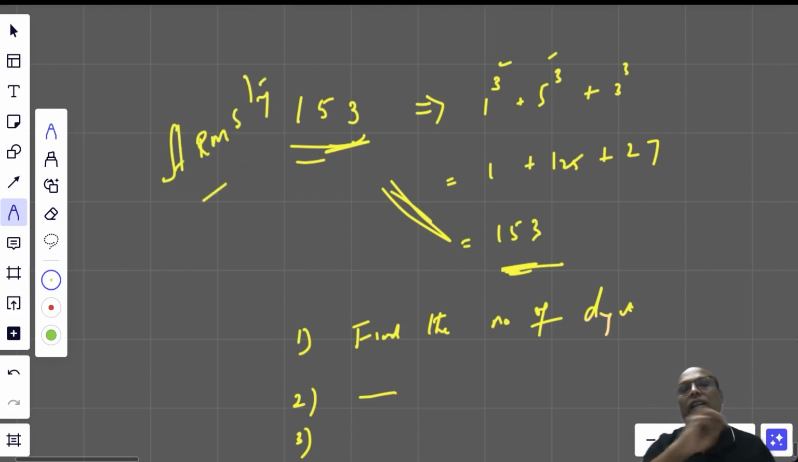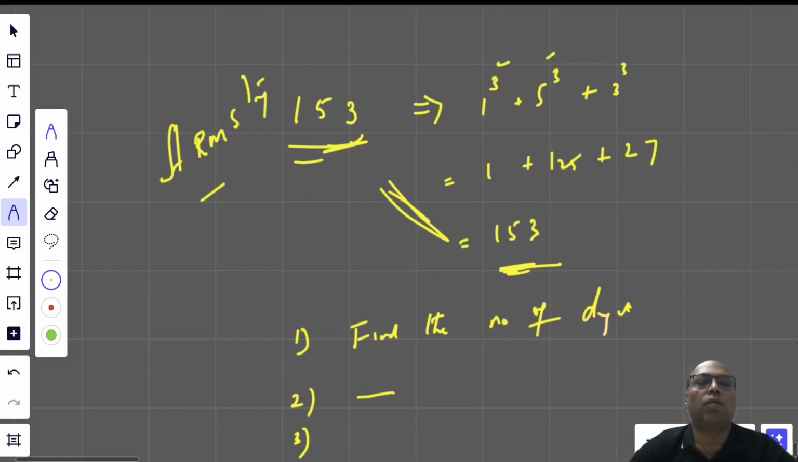Got it? Let us see. Pause the video. Go solve it by yourself. Then you come back to me. If you made an effort, it's good. If you got stuck, watch where you got a problem.